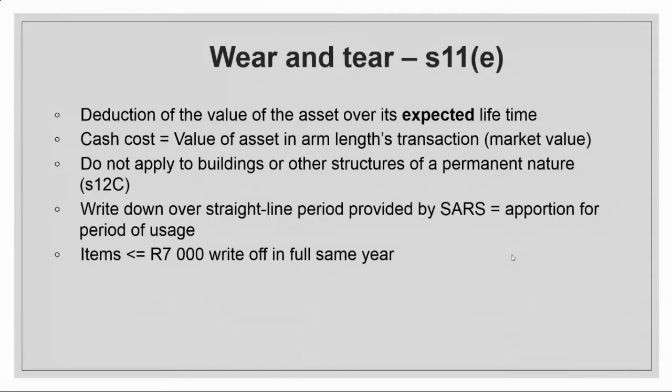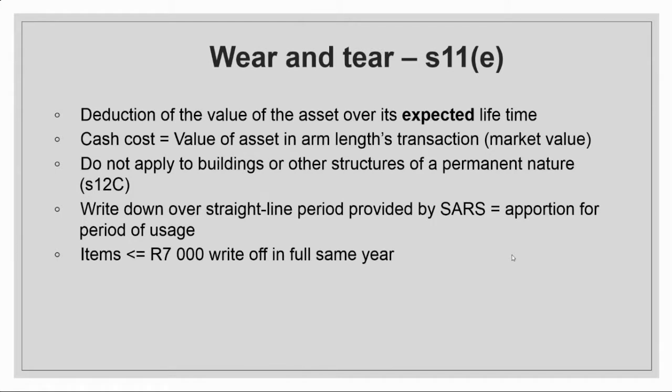So if I use the asset only, for example, for 2 months, I would take, let's say the value of the asset was 100,000. It was over 5 years expected lifetime. So we take the 500,000, divide by 5, which gives us 20,000 for the year. Now let's say we only used it for 6 months. That would mean we would only deduct 10,000 in terms of this section.